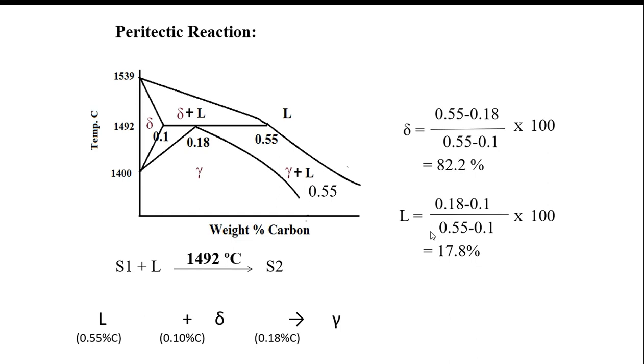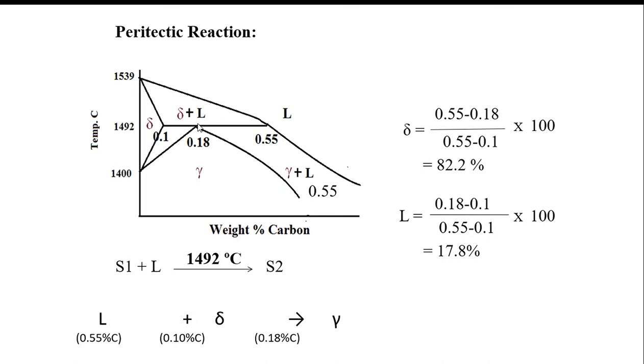So, simple calculation. You know how to apply the lever rule. Right here, we'll apply the lever rule. You need to find the amount, the percentage of delta, at a point like here. Then we have 0.55 carbon, this is 0.18, this is 0.1. If you want to find out the amount of delta, you can use the lever rule, so this amount and the total.